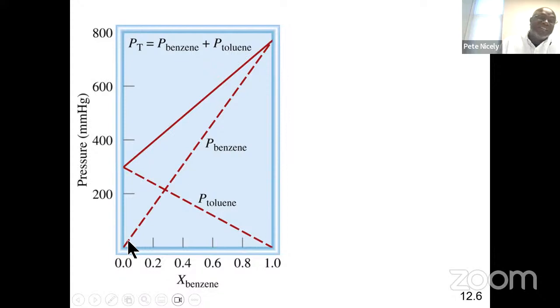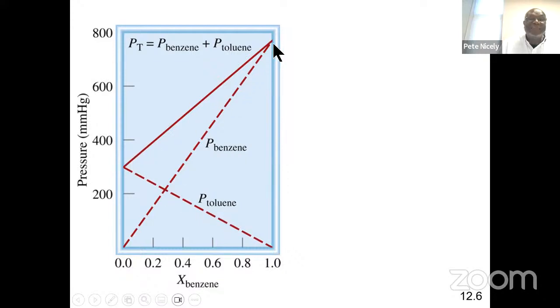And then we have this dotted line here, which represents the variation in the vapor pressure of benzene as the mole fraction of benzene increases from 0 to 1. And then this line here represents the variation in toluene as the mole fraction decreases going from here to here. Because you need to remember that as the mole fraction of one component increases, the mole fraction of the other component decreases in the mixture. And that's how we get this line for the toluene.